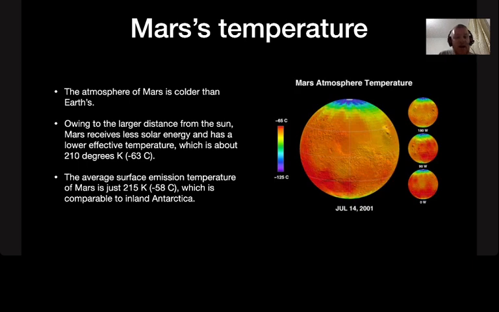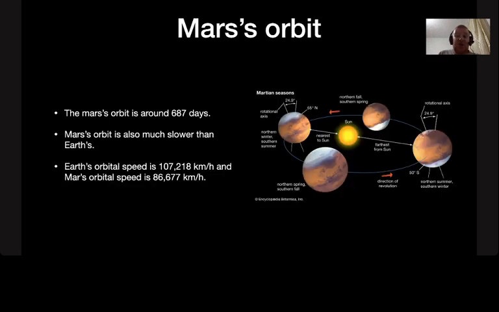So next, Mars's orbit. Mars's orbit is around 687 days. Mars's orbit is also much slower than Earth's. Earth's orbital speed is 107,218 kilometers per hour, and Mars's orbital speed is just 86,677 kilometers per hour. So a lot slower than Earth's, guys.